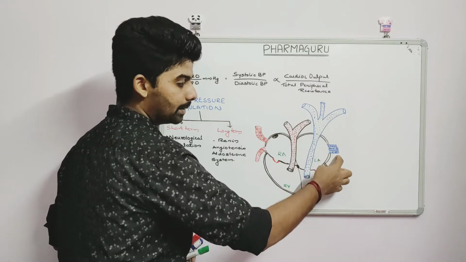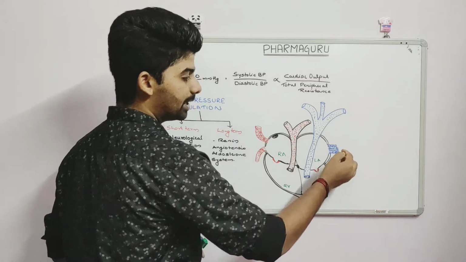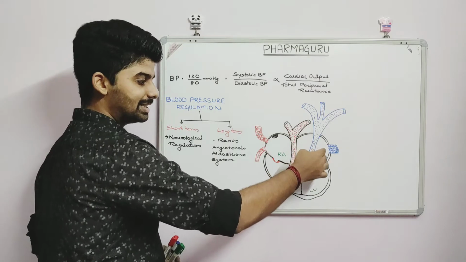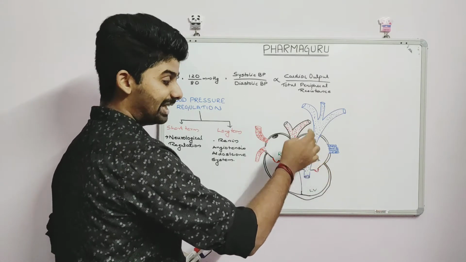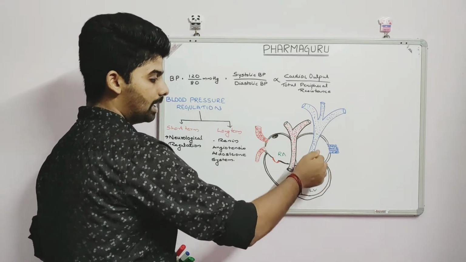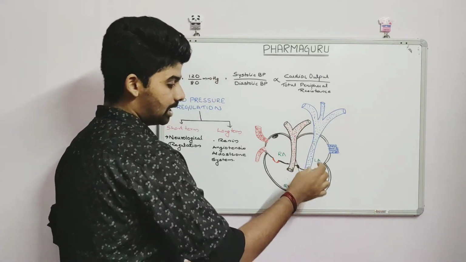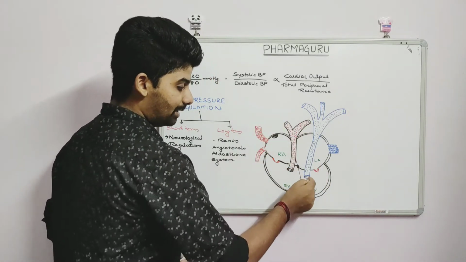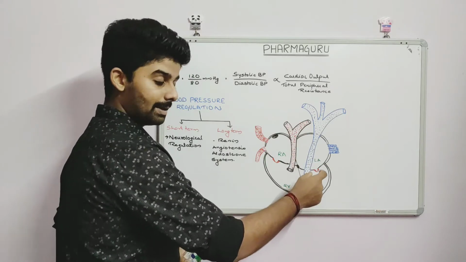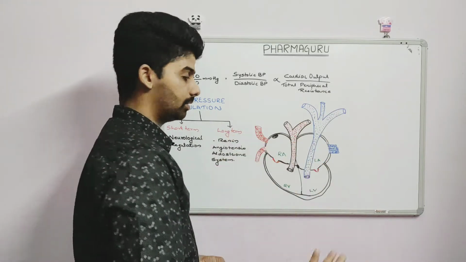We have 4 pulmonary veins, among which the first 2 pulmonary veins come from the left lung and the next 2 pulmonary veins come from the right lung. So all the 4 pulmonary veins will drain the oxygenated blood into the left atrium. From the left atrium, whenever this valve opens, the oxygenated blood will enter into the left ventricle, and from the left ventricle, whenever the aortic valve opens, the oxygenated blood will be pumped into the aorta and supplied to all of the body.